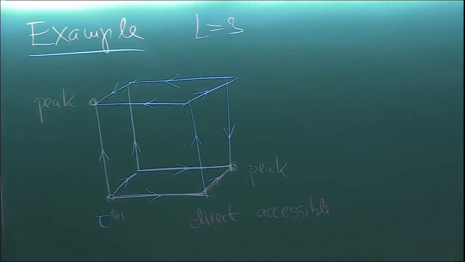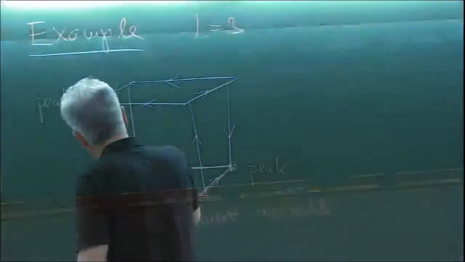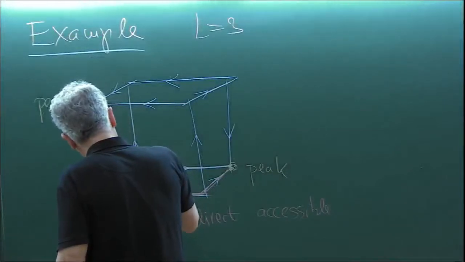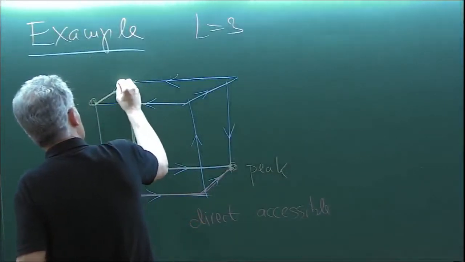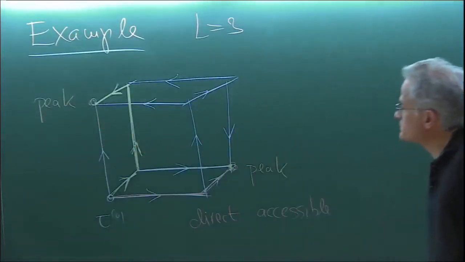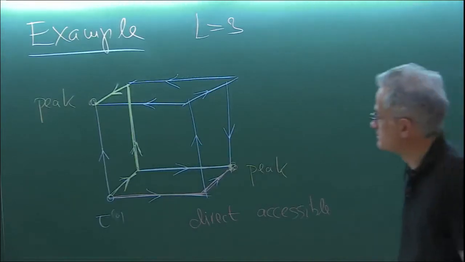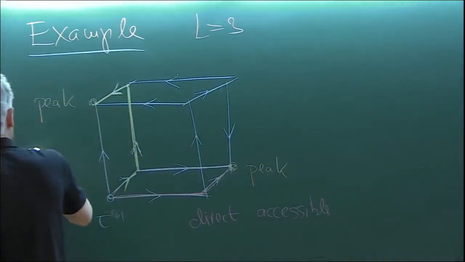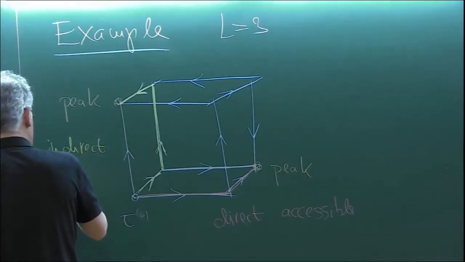And so an indirect path to this peak would be this one, right? So I go up here, and then I go here, and then I go back, right? So this would be a path of length 3, which covers distance 1. Okay, so this is an indirect accessible path.